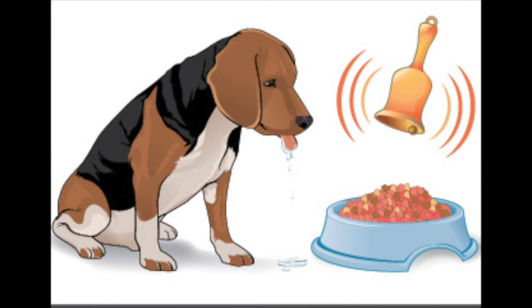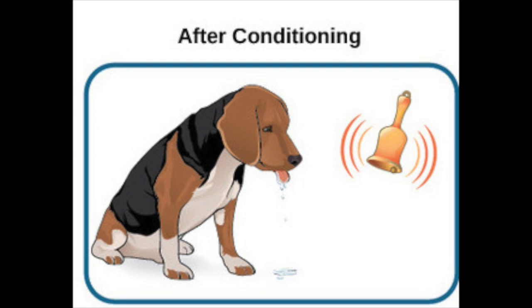During the experiment, Pavlov rang the bell and served the dogs meat, which at this point remained the unconditioned stimulus, and the bell became the conditioned stimulus because it was associated with the meat that produced the salivation.